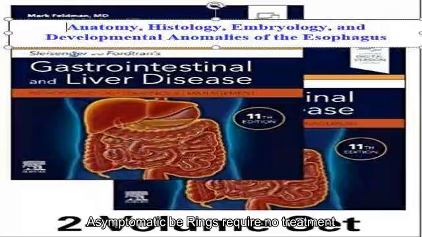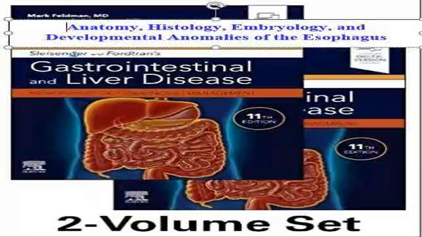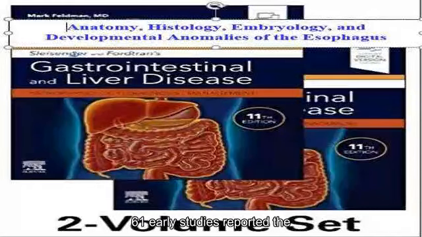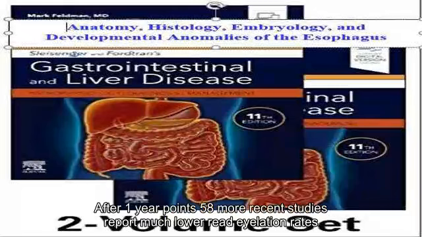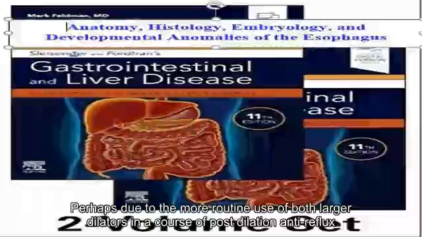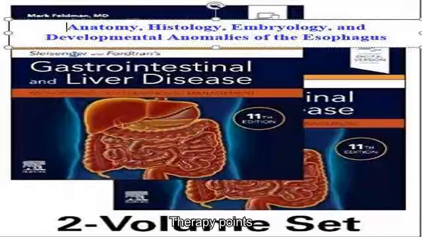Asymptomatic B rings require no treatment, and those producing dysphagia are effectively treated by passage of either a single, large, symptomatic mercury-weighted dilator or a series of such dilators of progressively larger diameter. Early studies reported that 32% of patients required repeat dilation after 1 year. More recent studies report much lower redilation rates, 13%, perhaps due to the more routine use of both larger dilators and a course of post-dilation anti-reflux therapy.